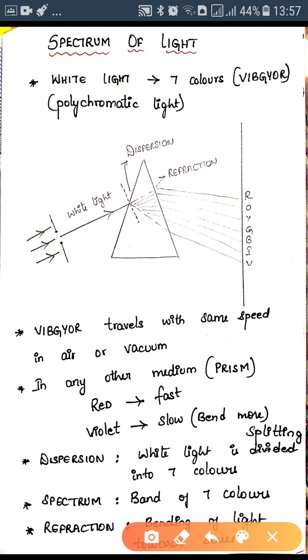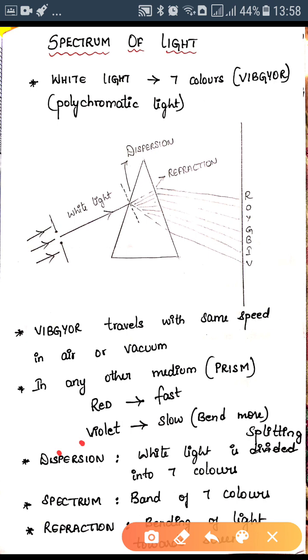These 7 colors together travel with the same speed in air or vacuum. If it touches any medium such as a prism, the red travels fast and violet travels slow. So the violet bends more, that is why it is traveling slowly. Here you can observe a single ray of white light passed through a prism.